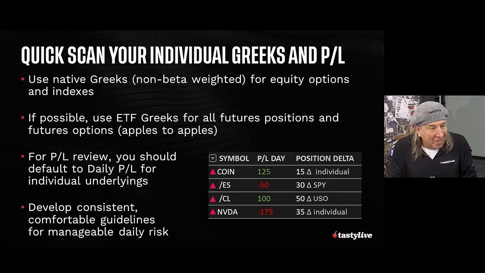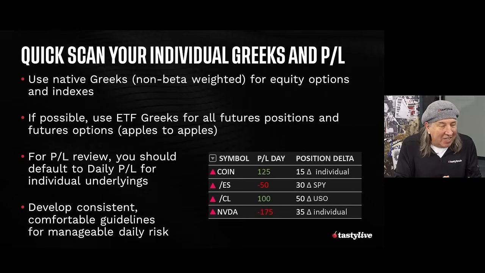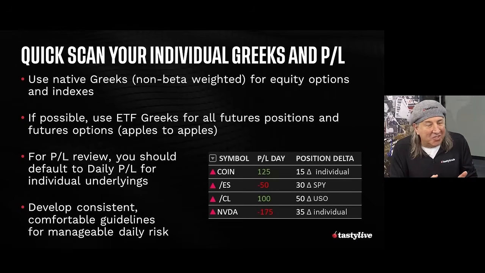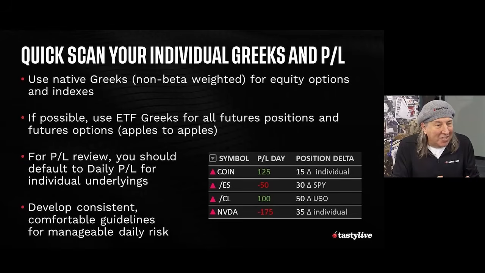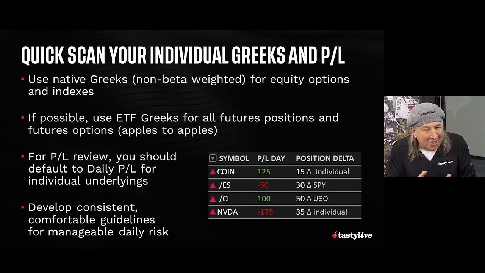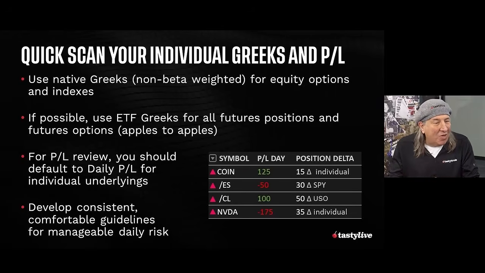If possible, and this is not available on every platform, but it is available on Tasty, we use ETF Greeks for all futures positions and all futures options positions. So we allow you to compare apples to apples. I feel this was a very important adjustment we made to the platform. And what it allows you to do is have a position on in NVIDIA, have a position on in IBM, have a position on, for example, let's just say in Reddit, and compare that to a position in the S&Ps and a position in crude oil, because everything is set to an equity equivalent.